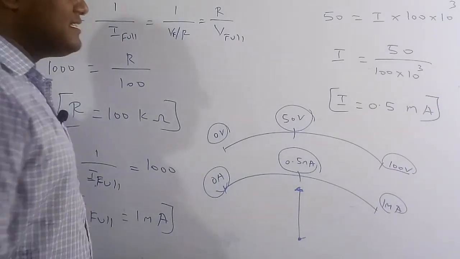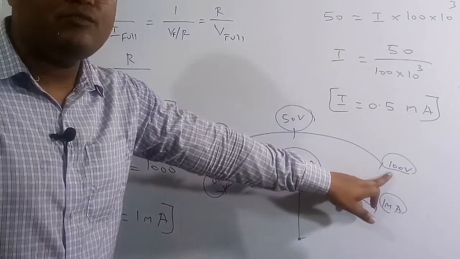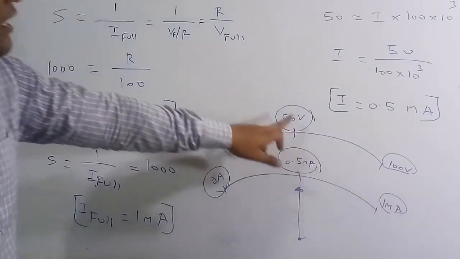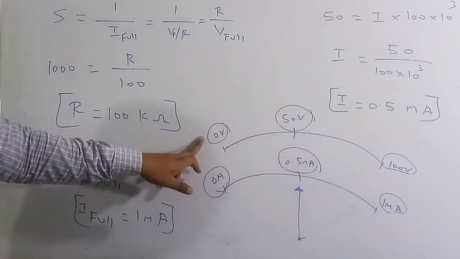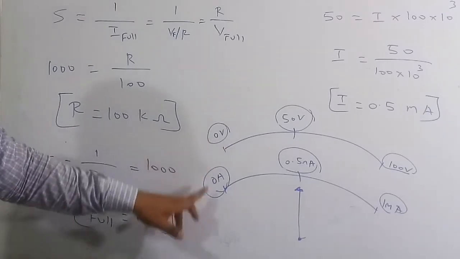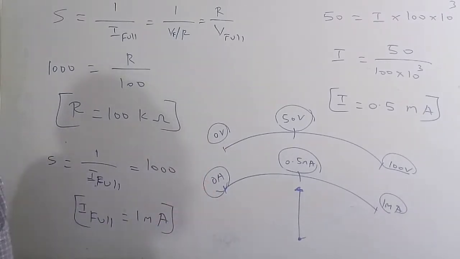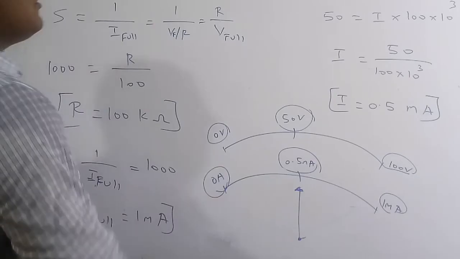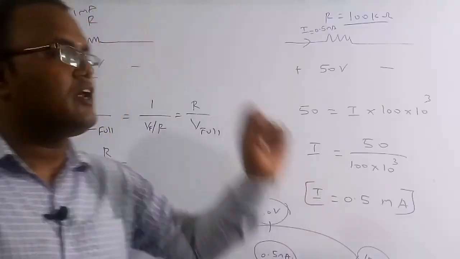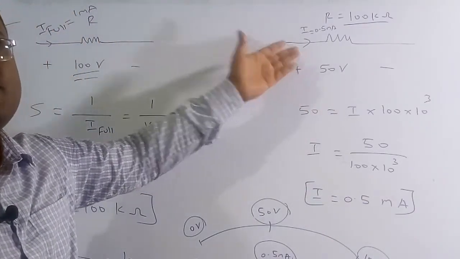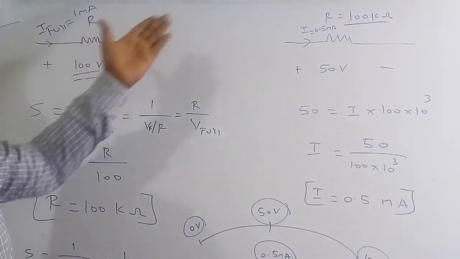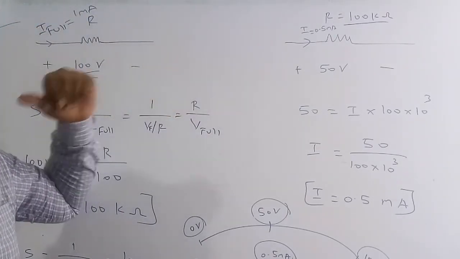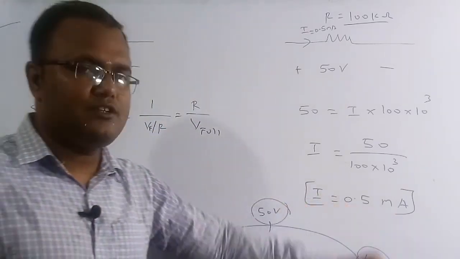So it is a linear scale. Therefore, if you apply 100 volt, the current will be 1 milliampere. If you apply 50 volt, we get 0.5 milliampere. If you apply 0 volt, we get 0 ampere. This is the true meaning of this. In this question, they are asking only at half of the voltage what is the current, which is half of the full load current, which is 1 milliampere by 2, which is 0.5 milliampere. This is the correct solution of this question.